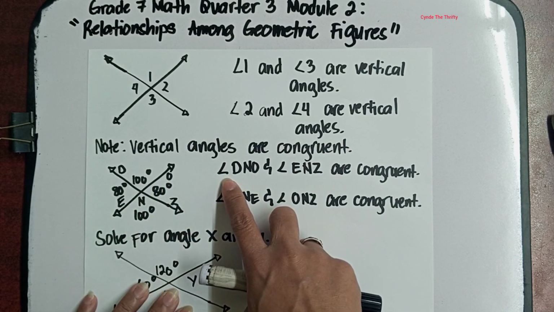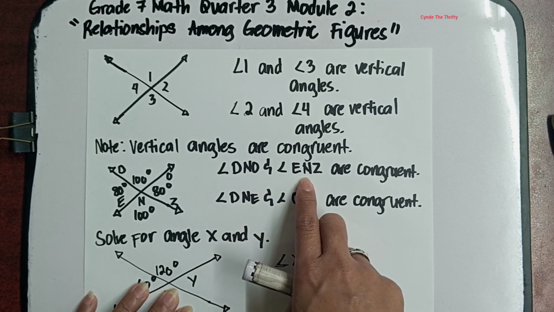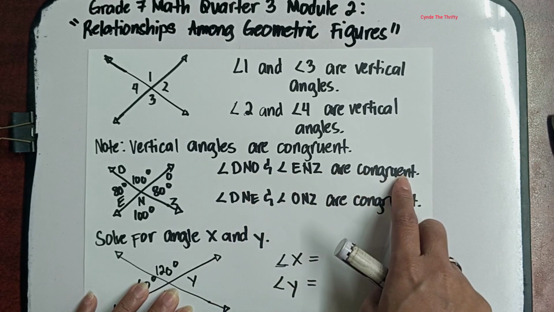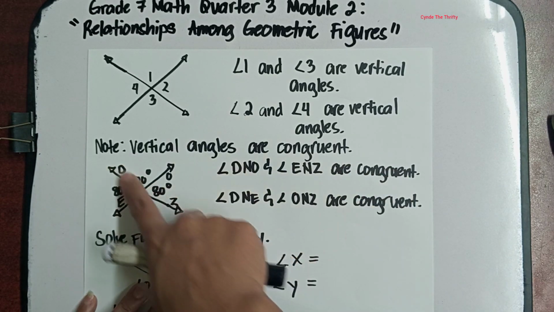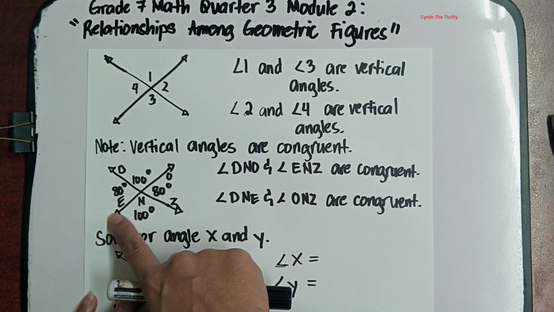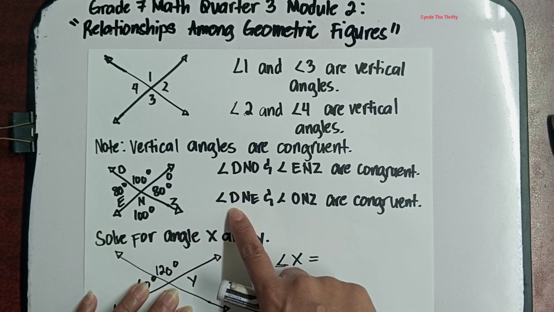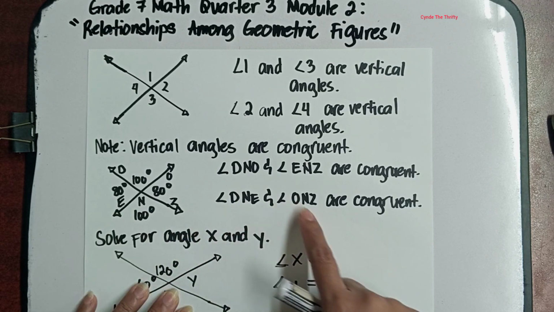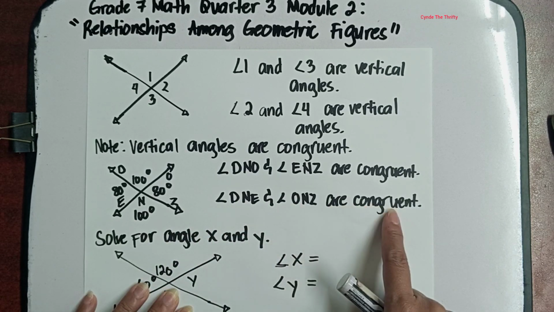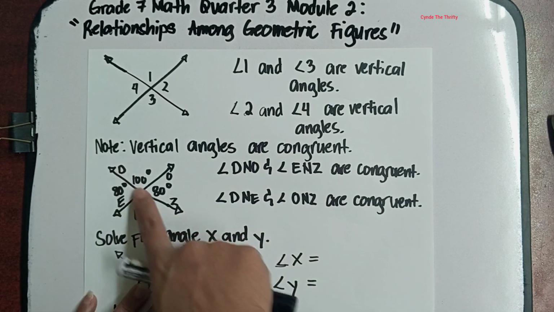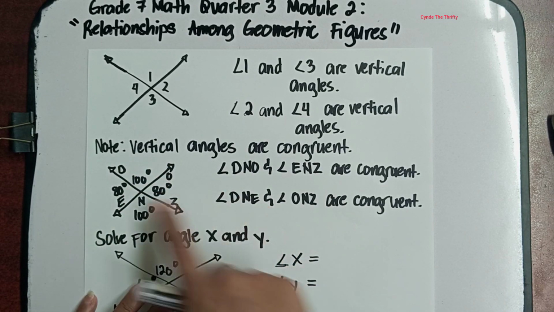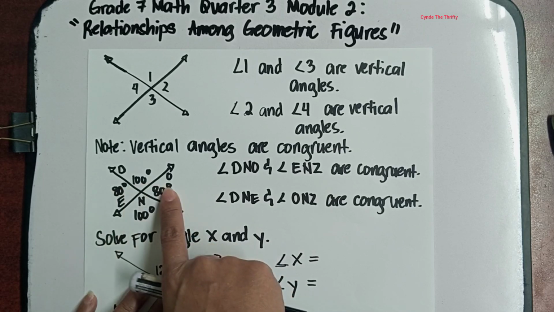So, angle DNO and angle ENZ are congruent. Okay, so ito si DNO at ito si ENZ. So, pareho 100 degrees. And angle DNE and angle ONZ are congruent. Pareho ang kanilang sukat, 80 degrees.